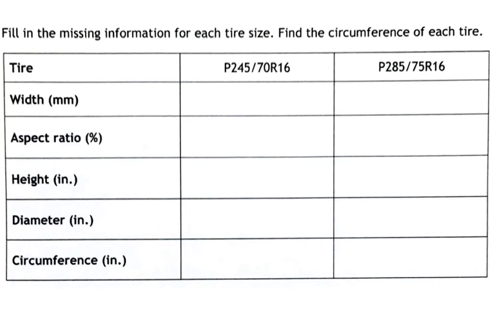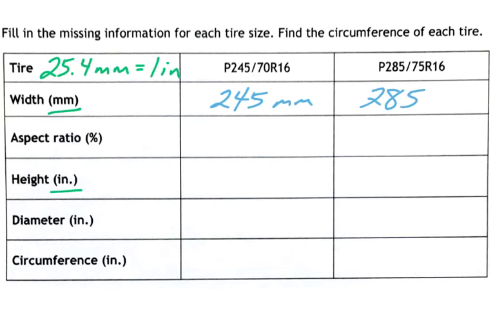So here, we're going to try to fill in this chart based on the information we just learned. Notice here we have millimeters and then inches. It's important to note that there are 25.4 millimeters in 1 inch. You're going to need that conversion factor later on. So the width is the first number given. It's 245 millimeters for the first tire and 285 millimeters for the second tire. The aspect ratio is given second. It's the number 70% in the first one and 75 in the second one.